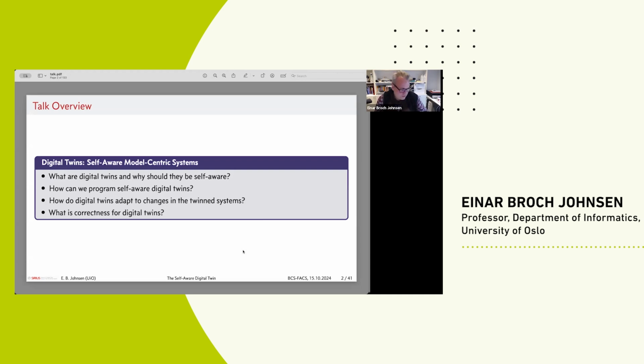My plan for the talk is to first introduce digital twins a little bit and argue why I think they should be self-aware. Then I will talk about how you can program self-aware digital twins, very concretely. Then how digital twins can adapt to changes in the twin system, the system they are mirroring. And I would like to end by discussing, since we are in a formal methods seminar here, what does correctness mean in this setting? We have worked a bit on it. I think there's a lot more to be done. So that's the basic plan.